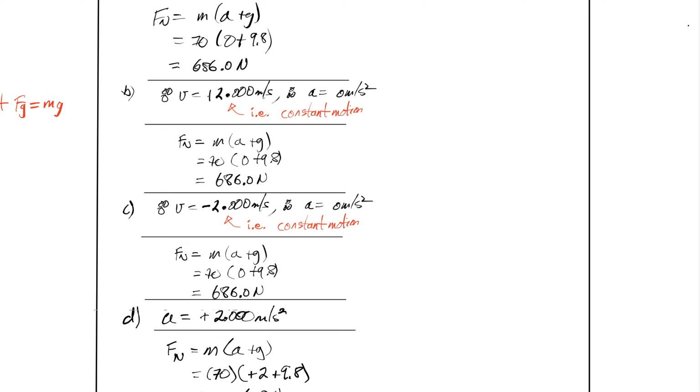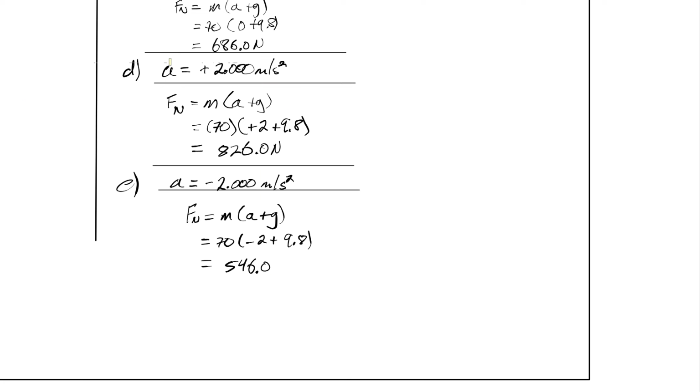So part B, we're moving up at a constant speed of 2 meters per second, or constant velocity of 2 meters per second, which means our acceleration is 0 meters per second squared. And as you can see, we get the exact same normal force. So if we're at rest or moving up at a constant speed, the normal force feels exactly the same. Therefore, it should be of no surprise that when we're moving down at a constant speed and still have an acceleration of 0 meters per second squared, the normal force is exactly the same. The only time we feel a difference is when the elevator is experiencing acceleration. And that's with part D and part E.